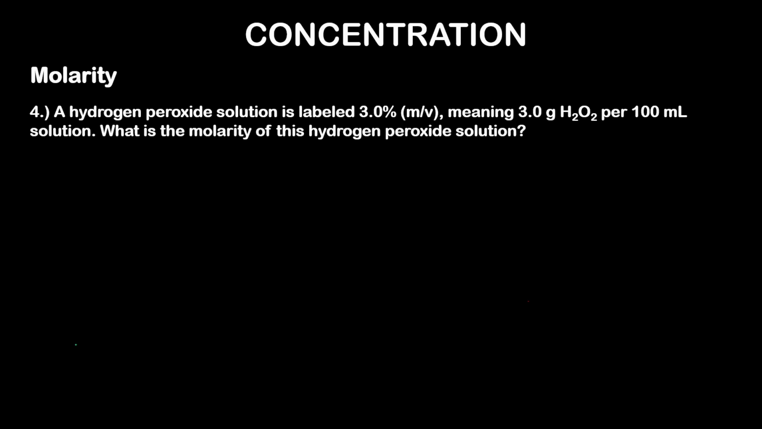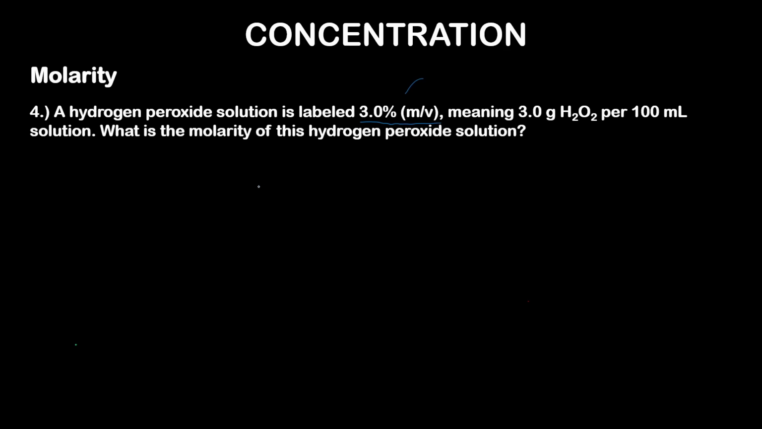Okay, so next, a hydrogen peroxide solution is labeled 3% M over V, meaning 3 grams H2O2 per 100 ml solution. What is the molarity of this hydrogen peroxide? Okay, so this is a very kind question. It even gave us the meaning that 3% M over V is 3 grams per 100 ml. But let's discuss what 3% M over V means. This is a pretty common way of reporting concentration, especially on products.